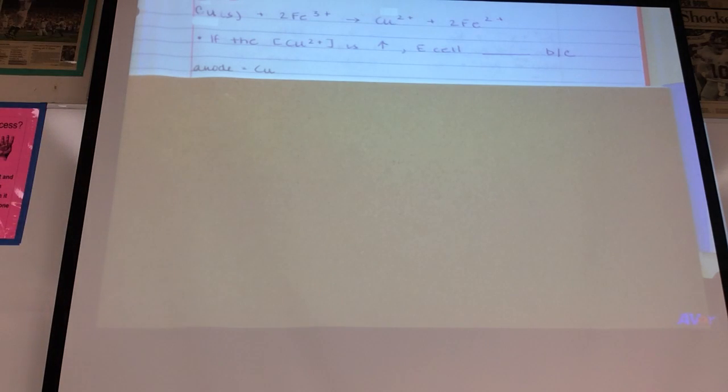In regard to your do now, you've got an equation up there that is balanced, and it says if the concentration of copper 2 ion, which is a product, is increased, E cell will decrease because the forward reaction is opposed. All right, you're increasing the concentration of a product.